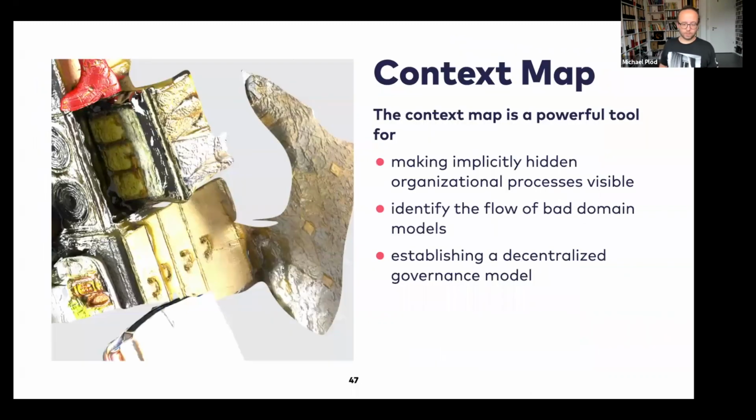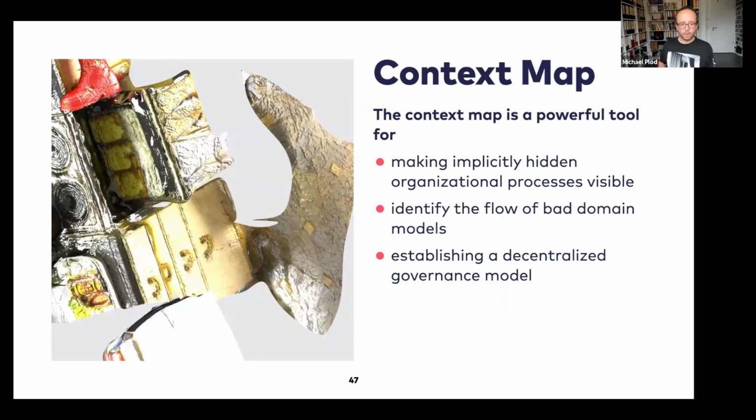I think the context map is a very powerful tool, because you can make implicitly hidden organizational processes visible. You can identify the flow of bad domain models, and you can establish a decentralized governance model with that. Context map is all about Conway's law, basically.